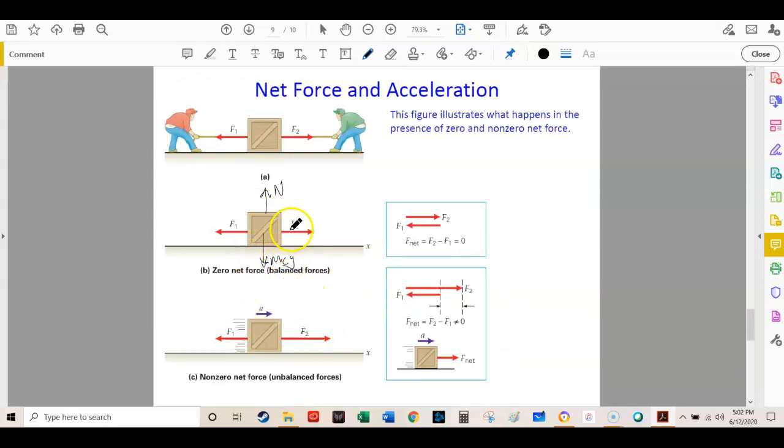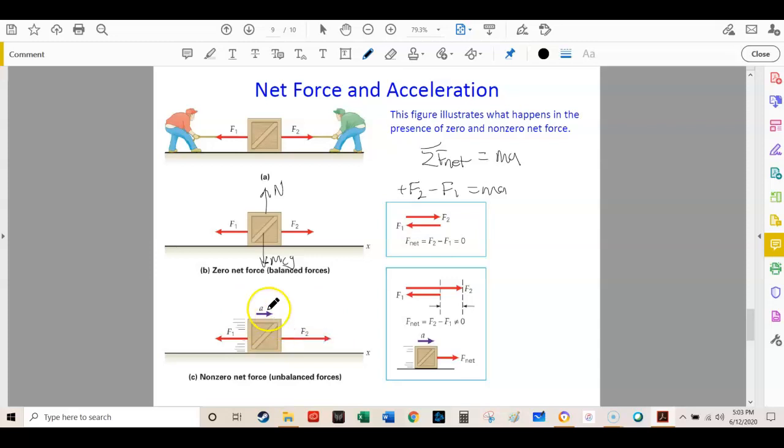looking at this and saying, well, if the person here is pulling more to the right than this person is pulling to the left, well, then that means there's going to be a net force to the right, which means, since net force is the sum of forces, you sum them and set them equal to mass times acceleration. So if you have a net force to the right, if this is greater than this, then you will have a positive net force, which means your acceleration will be to the right, which means it'll be speeding up as it's moving to the right. Or, well, actually, it'll just be accelerating to the right.